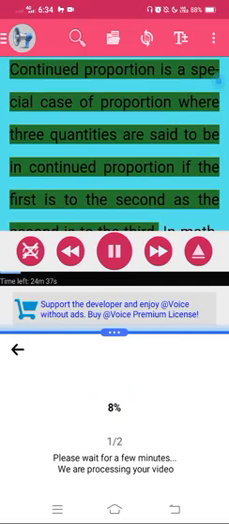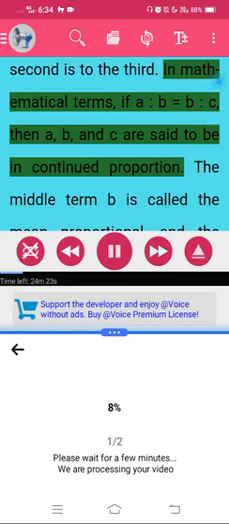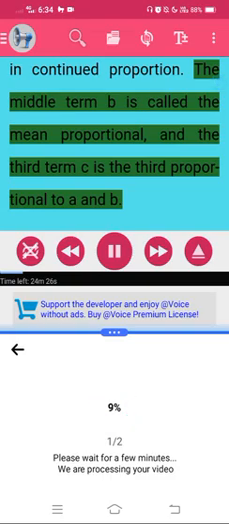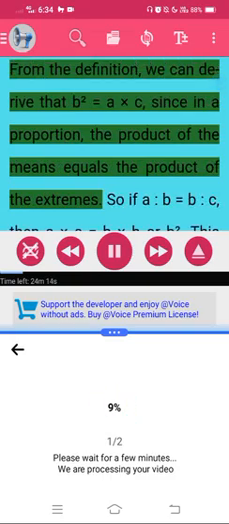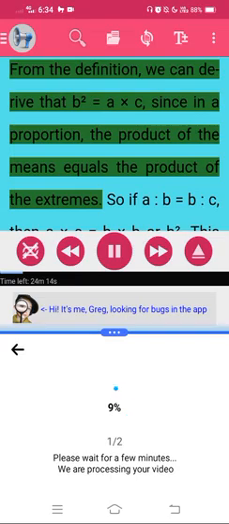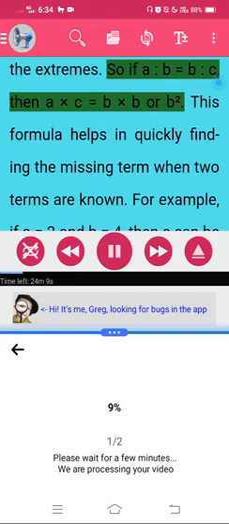Continued proportions. Continued proportion is a special case of proportion where three quantities are said to be in continued proportion if the first is to the second as the second is to the third. In mathematical terms, if A:B equals B:C, then A, B, and C are said to be in continued proportion. The middle term B is called the mean proportional, and the third term C is the third proportional to A and B. From the definition, we can derive that B squared equals A times C, since in a proportion, the product of the means equals the product of the extremes. So if A:B equals B:C, then A times C equals B times B, or B squared.